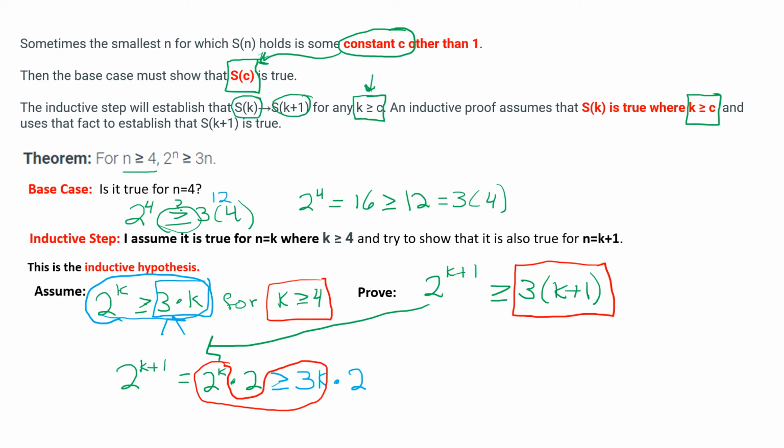Okay, so anyway, 3k times 2, well, we could at least do this. That means there's 2 of the 3k's, right? So 3k plus another 3k, right? Because it was 3k times 2.